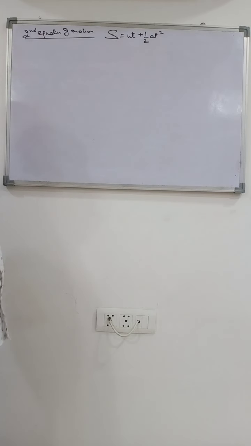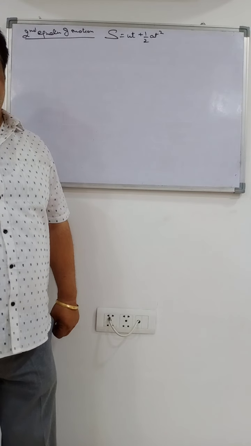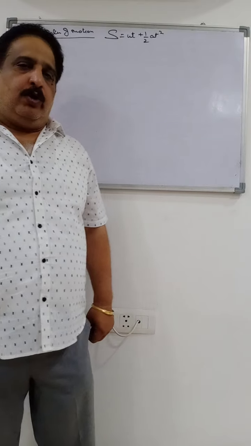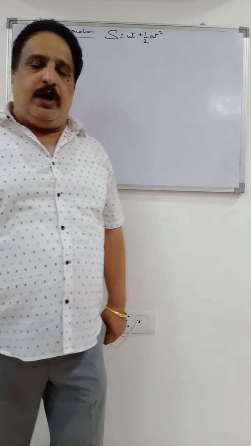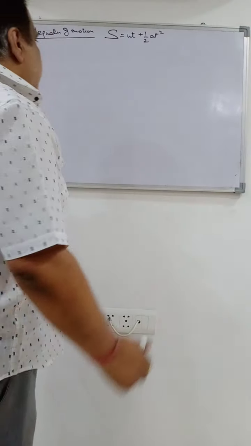This is the second equation. This is a bit longer. You have to just remember what we are doing. If it is not clear, we can discuss it in the next class also. But please try to do it yourselves. S is equal to ut plus half at square. In exams, 99% of the time you will get this equation to derive. Is that clear?